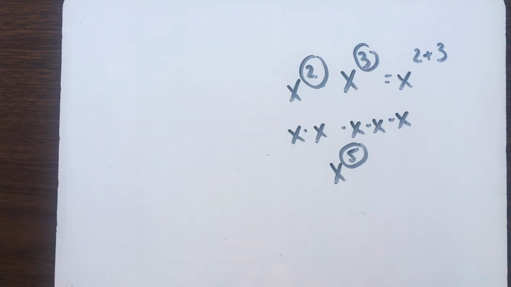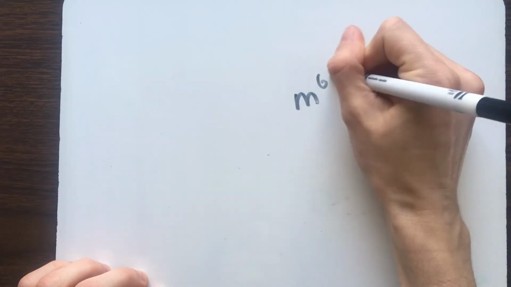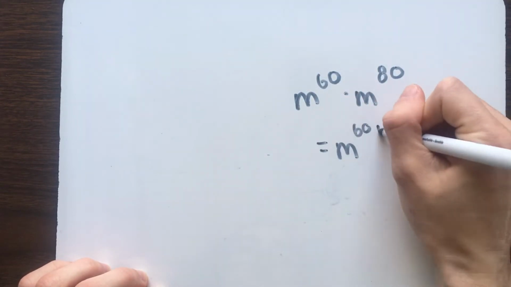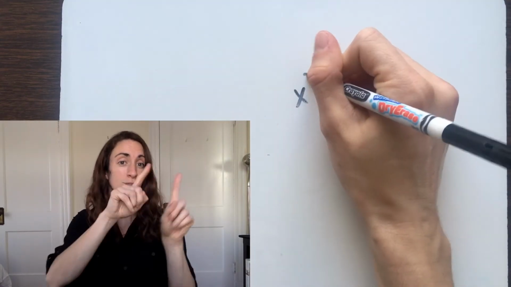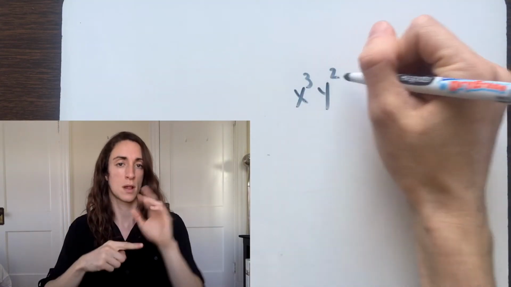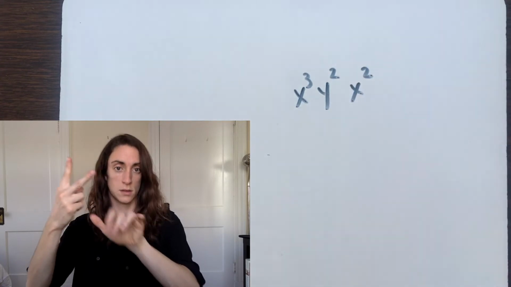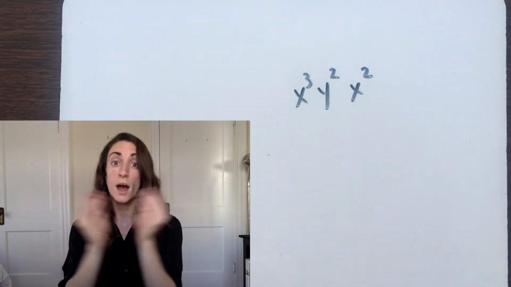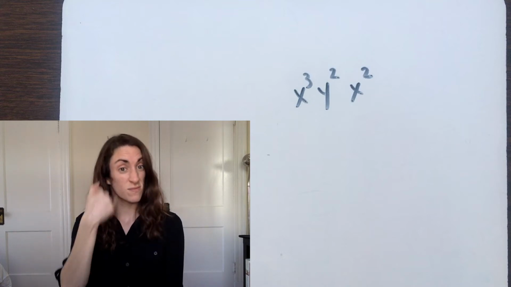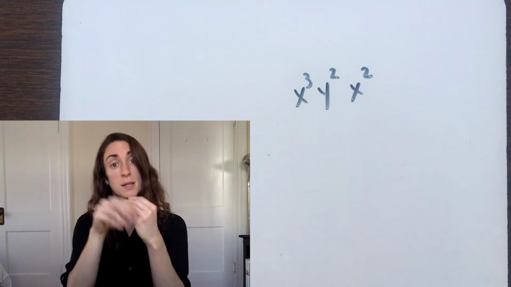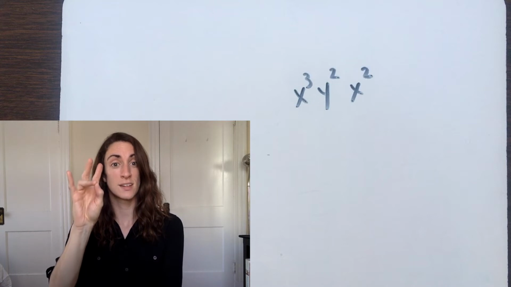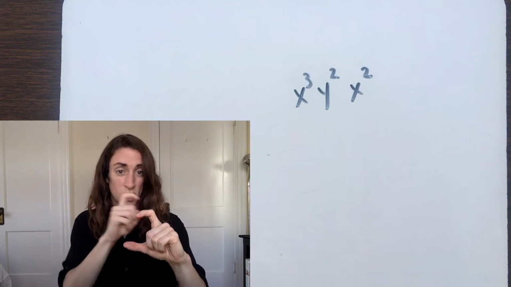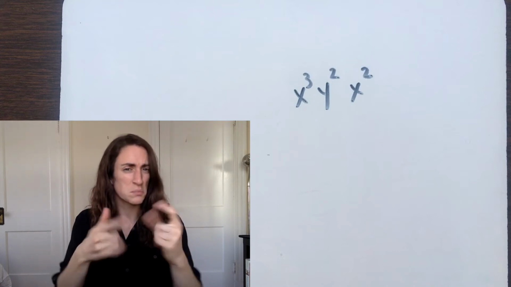Let's look at another example. Suppose the terms in the expression don't all have the same base. For example, x cubed times y squared times x squared. What if we just try the same process we saw in the previous examples, adding the exponents? 3 plus 2 plus 2 is 7, which means we'd be raising to the power of 7. But raising what to the power of 7? X, or y, or xy? It doesn't really make sense.